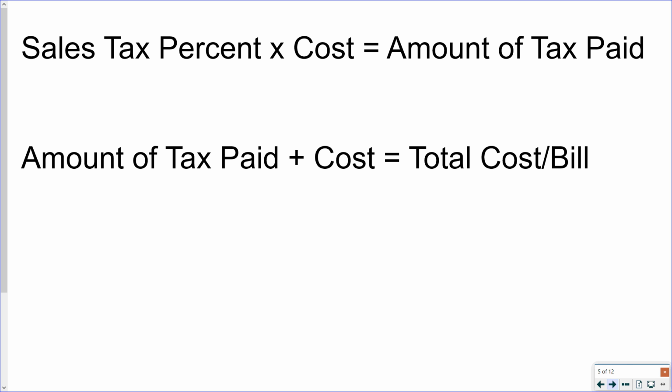So to help remind you of what to do in those situations, I've put this up for you. Sales tax percent times cost equals the amount of tax paid, and the amount of tax paid plus cost would equal the total cost or bill.